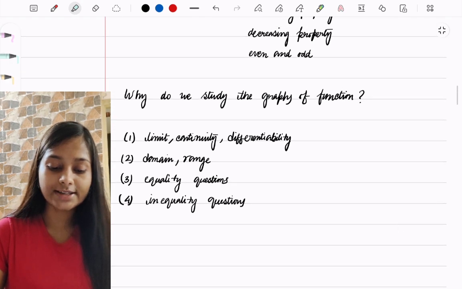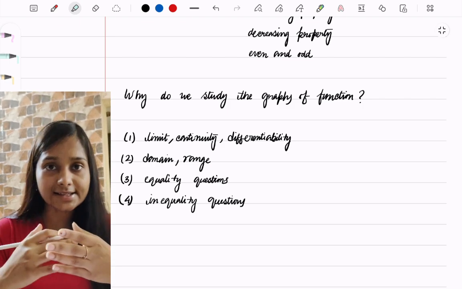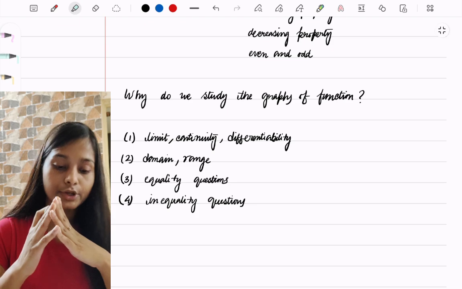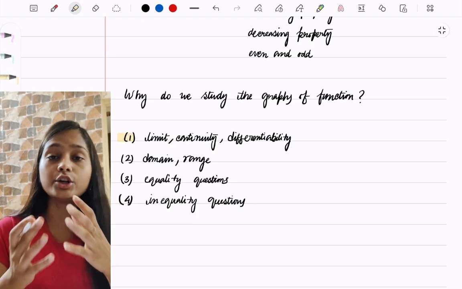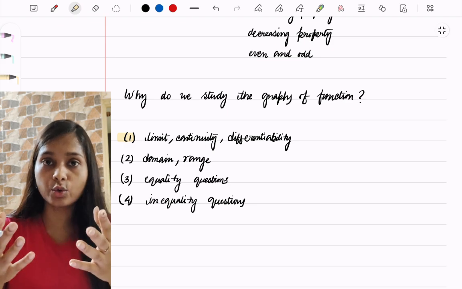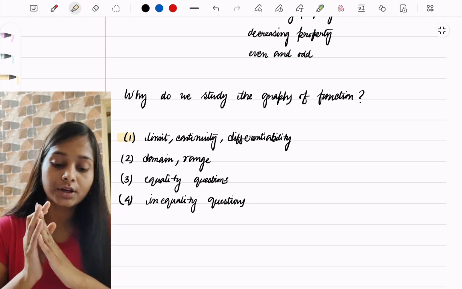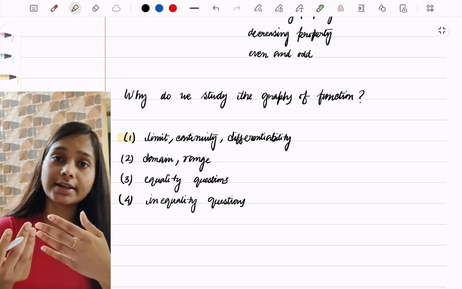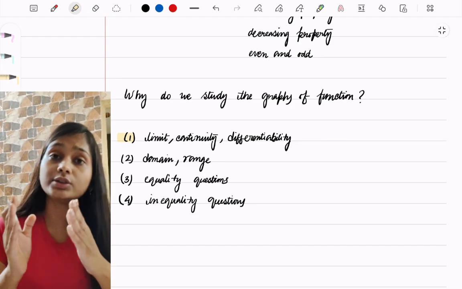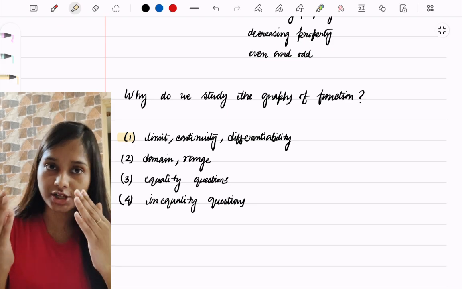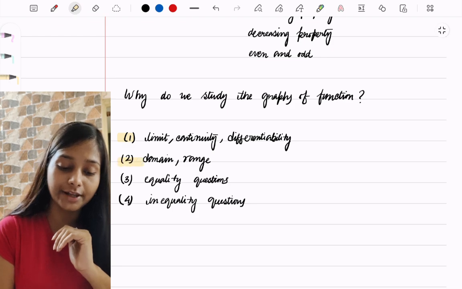Now, what is our aim after we discuss the graph of these functions? From the graph of these functions, we want to directly conclude about the existence of their limit at different points, its continuity, whether the function can be continuously drawn or there are some breaks, and also the differentiability, whether the function is smooth or not. Also its domain and range.